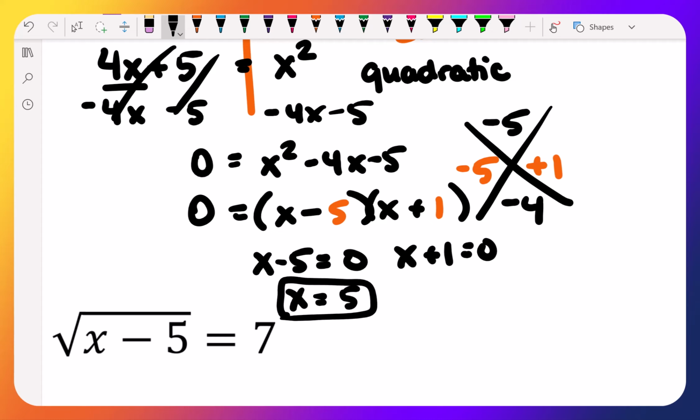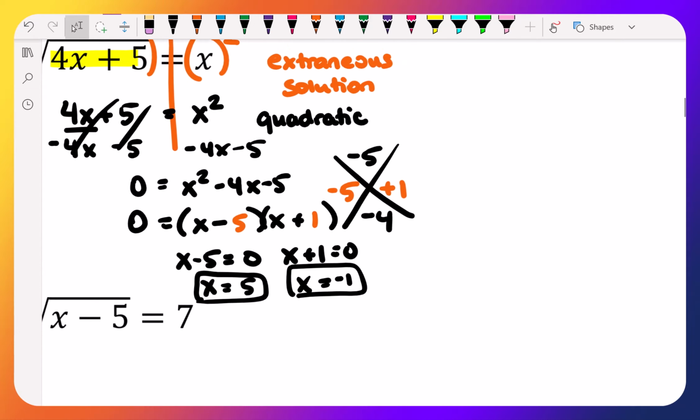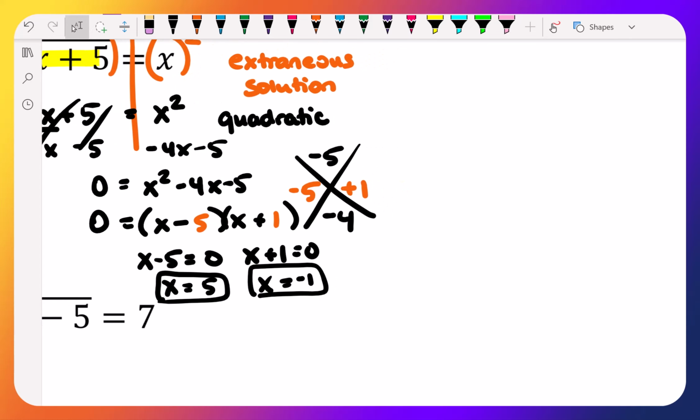So I think this could be a solution, and I think this one could be a solution. But remember, we're probably going to have an extraneous solution. So what I'm going to do is I'm going to have to come over here and check both of these.